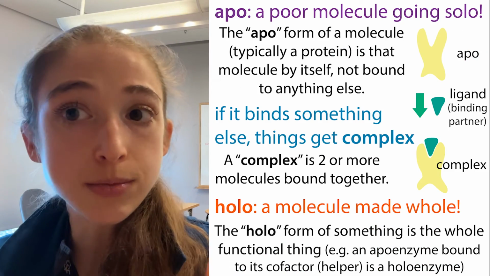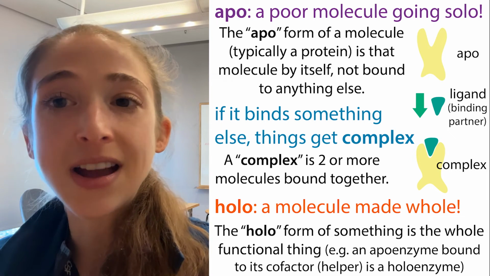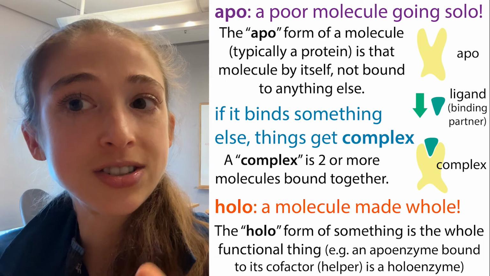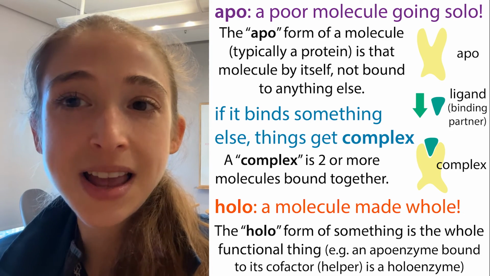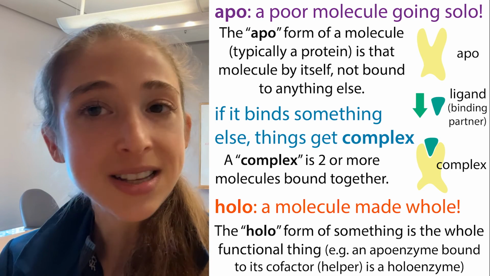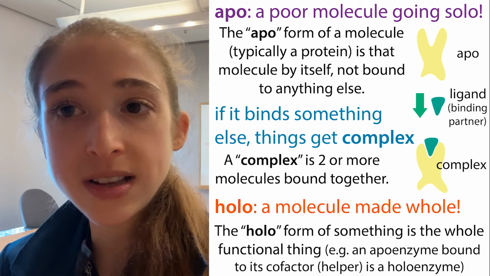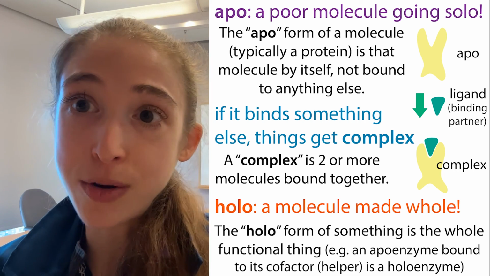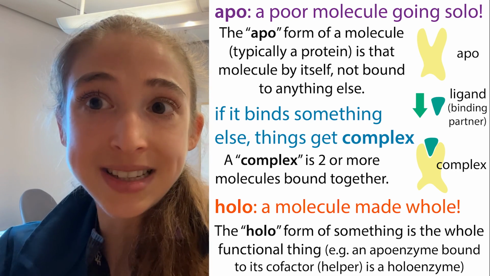And anytime you have multiple molecules bound together, now you have a complex. And sometimes getting the structures of these complexes can be complex, but sometimes it can actually be easier than getting the apo or the solo form. So I hope that helped you understand these terms as well as some of the strategies that scientists use in order to study apo and complexes, things.